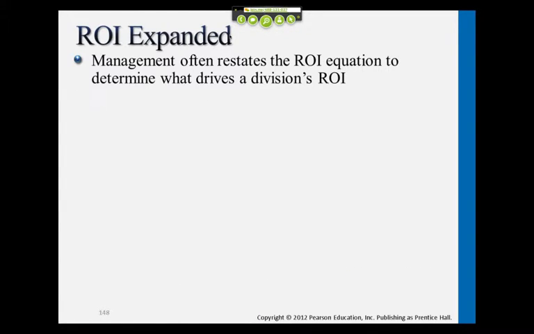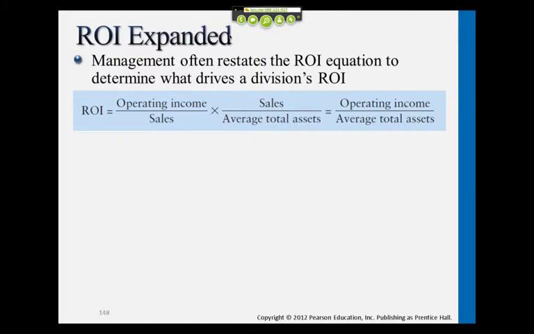So management often restates the ROI equation as follows. What are they doing it for? They're determining what drives the division's ROI with this formula. So they take operating income, divide it by sales, and then multiply it by sales over average total assets. Now it's the same thing. It's still operating income divided by average total assets, but what is it giving to us?